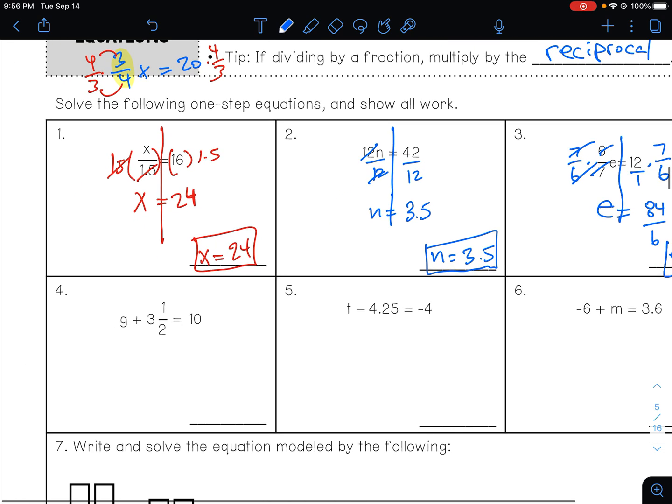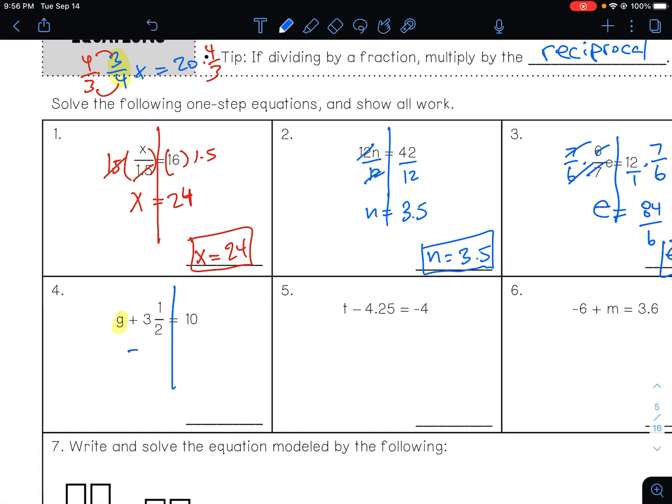All right, let's try number 4. Number 4 is still a one-step equation. G plus 3.5 equals 10. Here's my variable. To isolate it, I need to get rid of the plus 3.5. What's the opposite of plus 3.5? Minus 3.5.